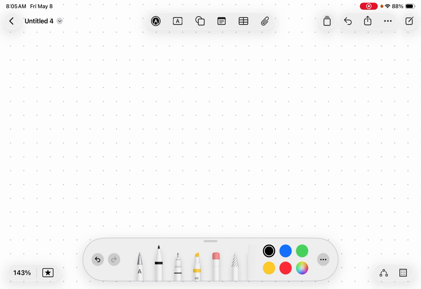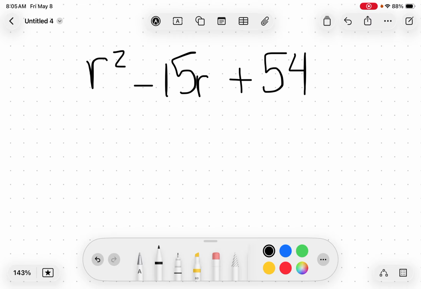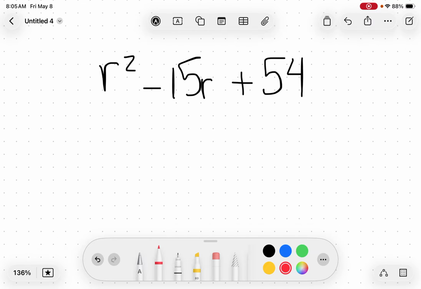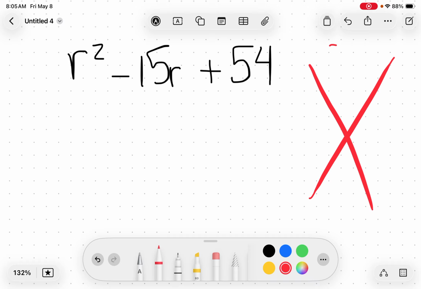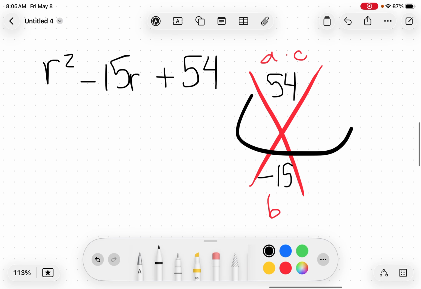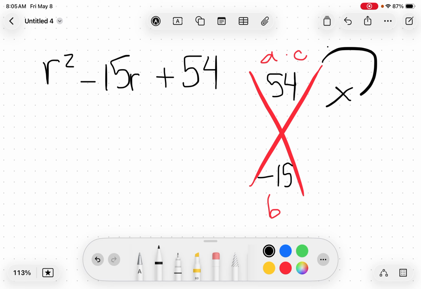So we got r squared minus 15r plus 54. I don't have anything I can factor out immediately, so we're going to go ahead and do our AC method with a times c and b down at the bottom. So that's going to give me 54 on top, and we have negative 15 down here at the bottom. And now we need to come up with two numbers that when multiplied create 54, and when added create negative 15.